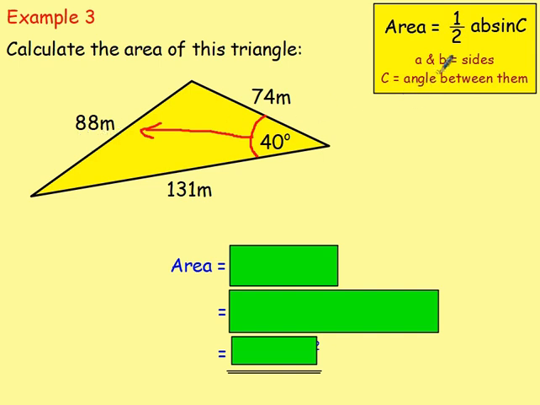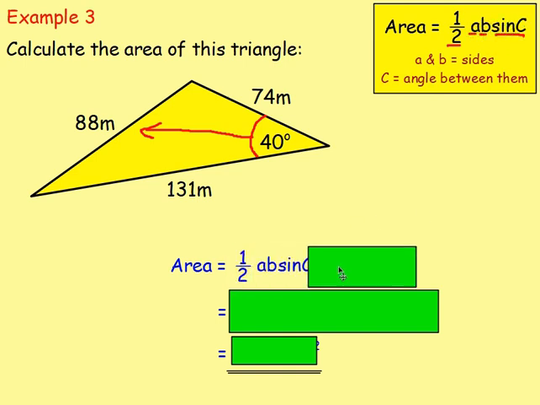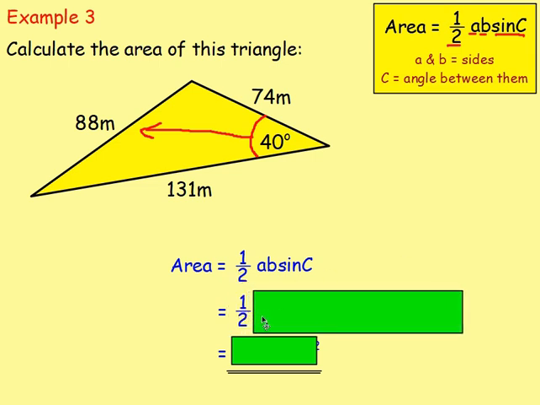If you look at your formula, it is a half times A times B times sine C. So that's the formula we're using, which means the half is never going to change. But we need to think about what we actually need here. We've got sine C. C is the angle. What's the only angle we have here? 40. Good. So that is going to be C.